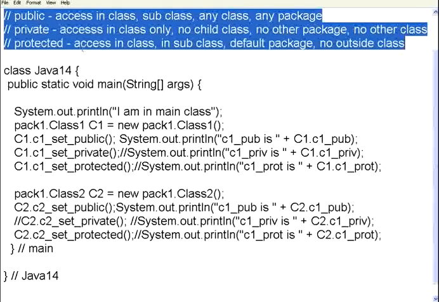This public, private, protected is highly useful when you are trying to hide information from class to class, from class to children, and by children I mean a child class, from class to other packages, from class to other external classes.